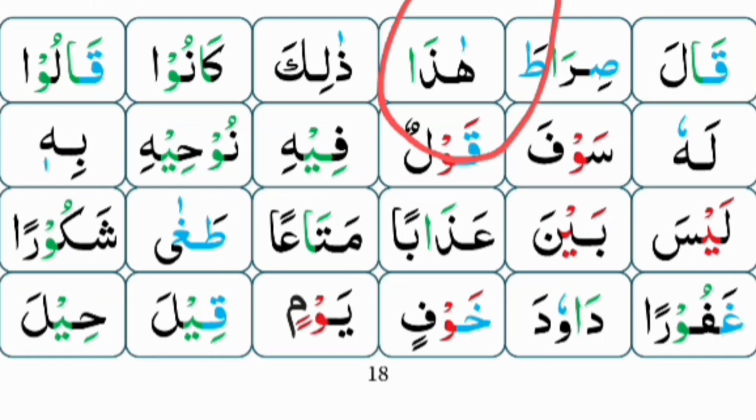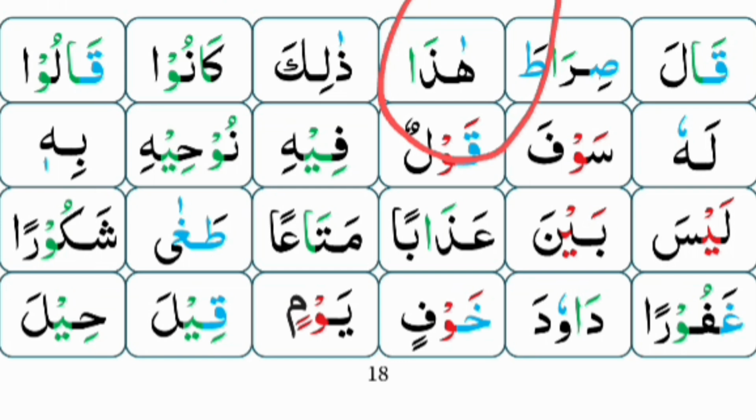The third word is this, and this word contains three letters. The first letter is ha, the second letter is dhal. It's not za, dhal is pronounced softly. This dhal is pronounced from the tip of the tongue touching the inner edges of the top two front teeth. Dhal is pronounced softly. And the third letter is alif. Alif, as you know, has no sign, so it mixes with the dhal and we stretch it a little bit.